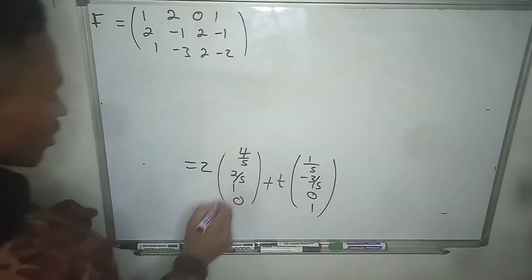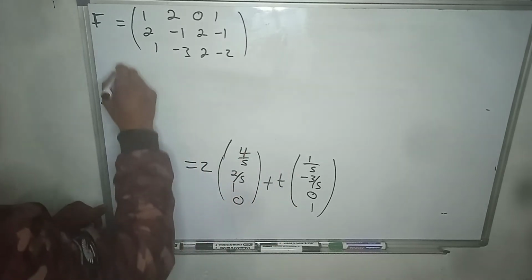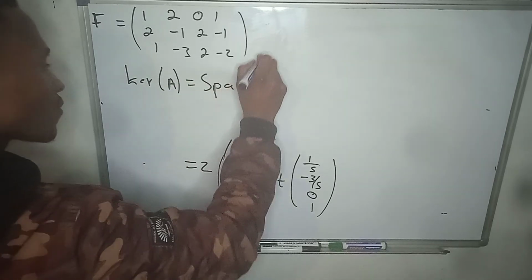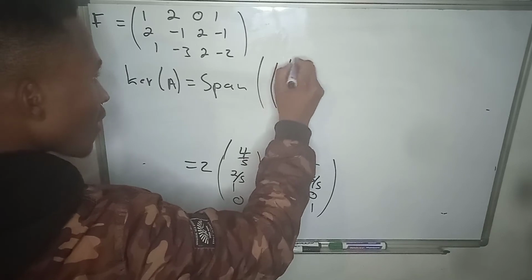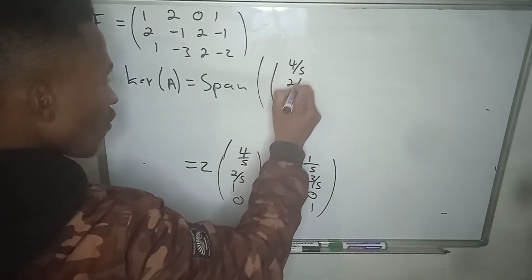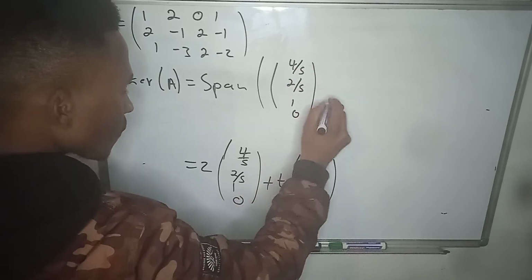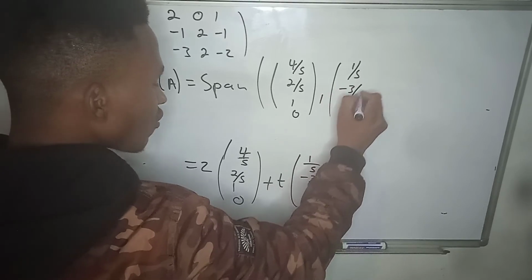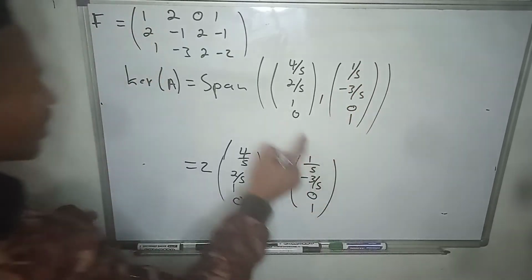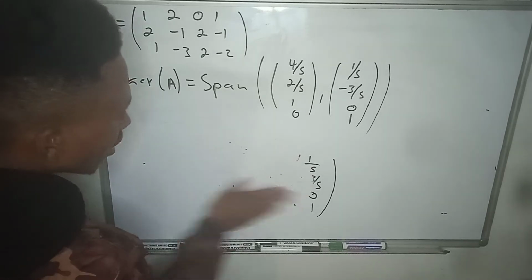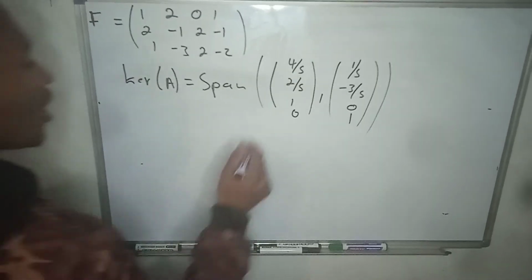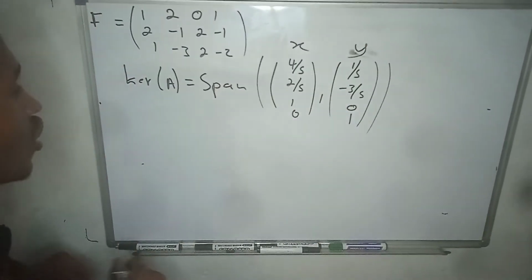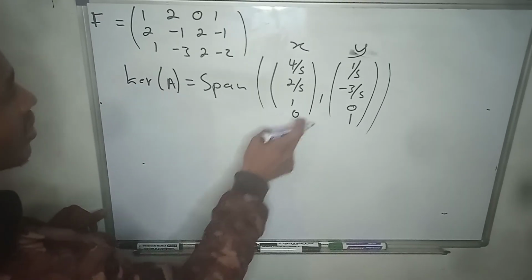So since we are having it like this, it means that K of A spans these vectors: 4 over 5, 2 over 5, 1, 0, and 1 over 5, minus 3 over 5, 0, and 1. It means that this spans this. But if you can check this out, how many dimensions are we having? We're also having 2 dimensions, x and y.